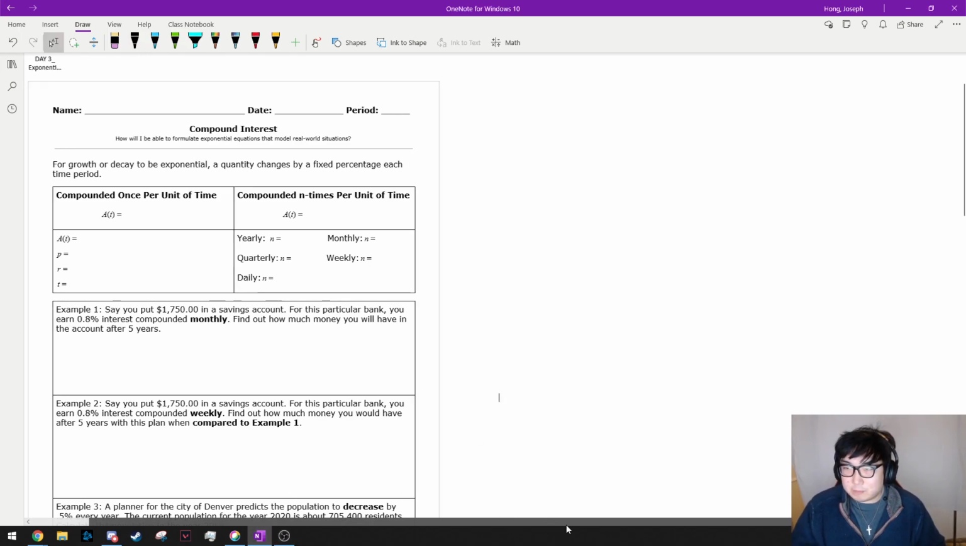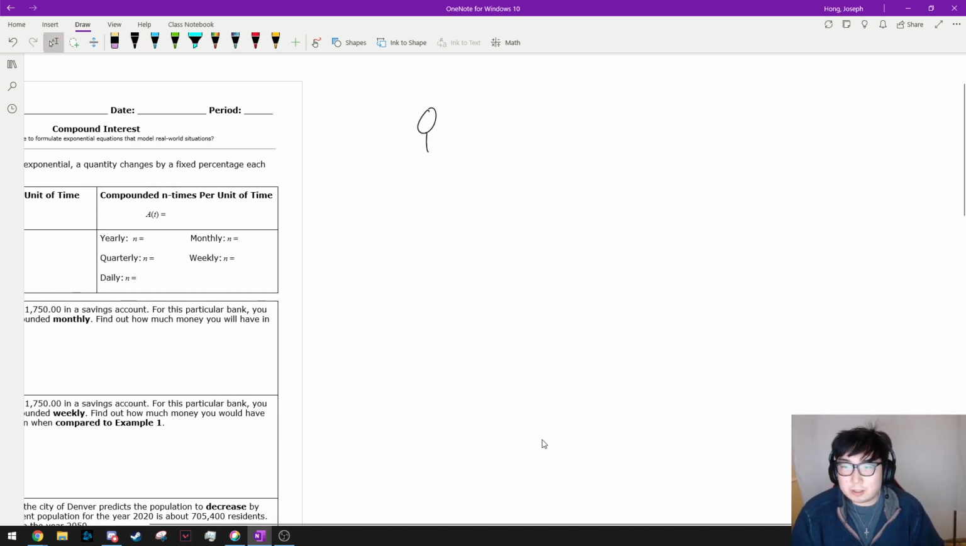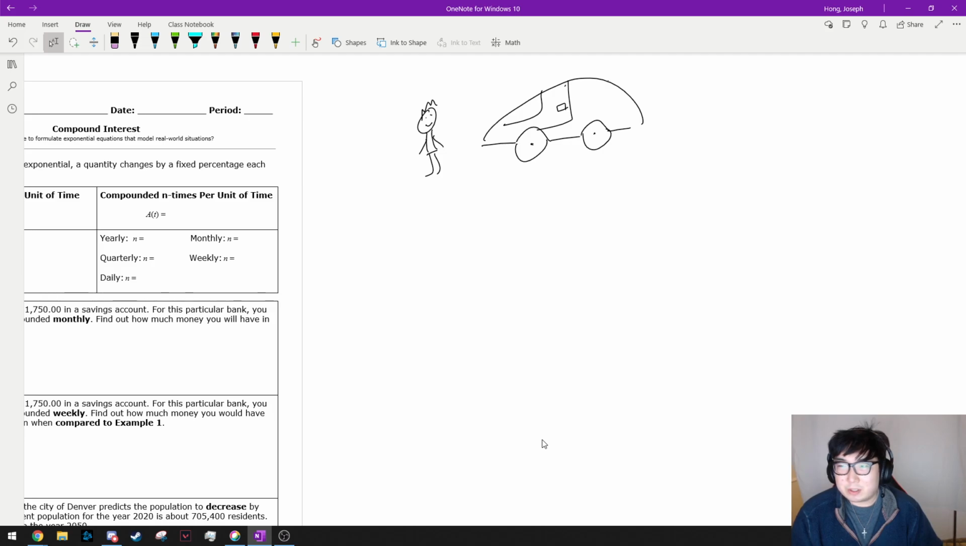So, once upon a time, Mr. Hong wanted to buy his first car. So, let me just draw me. And I want to buy a car, like... There's my handle, there's my door, there's a second door with the handle, and there's me with the wheel. Okay, so let's say for example this car was $20,000, which is pretty normal nowadays for you to buy a brand new car in $20,000.